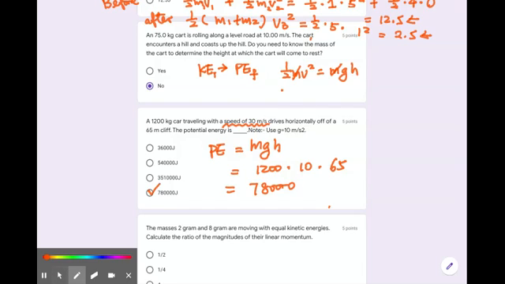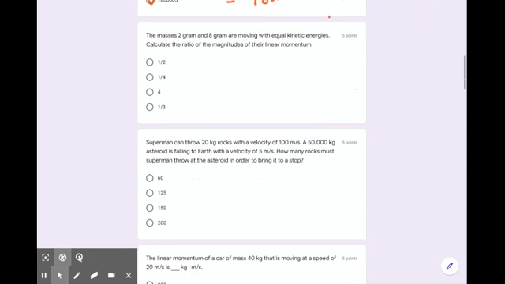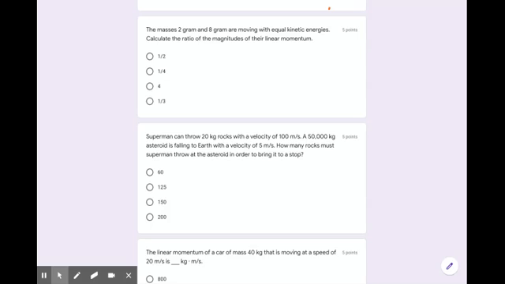Okay, next. The masses 2 gram and 8 gram are moving with equal kinetic energy. Calculate the ratio of the magnitude of their linear momentum.